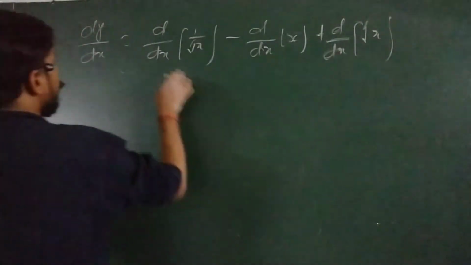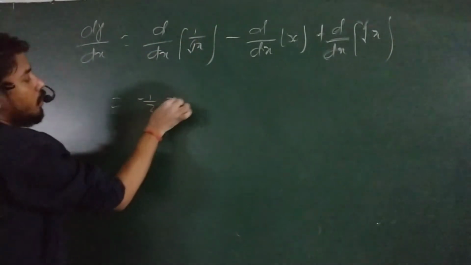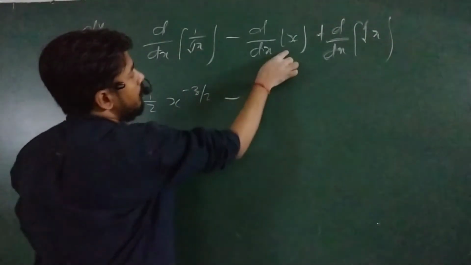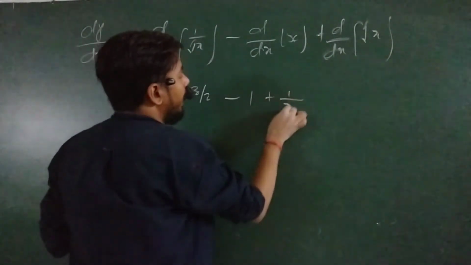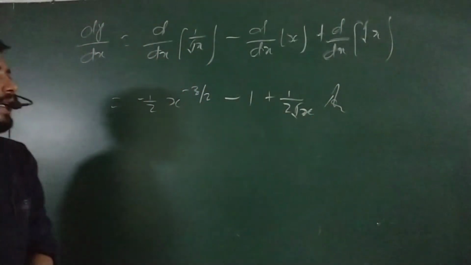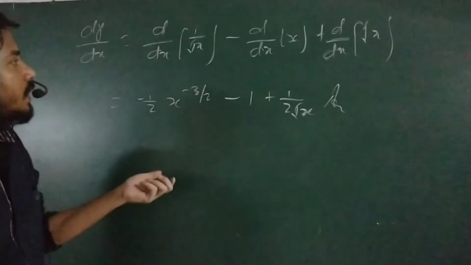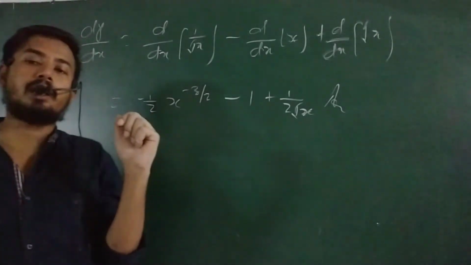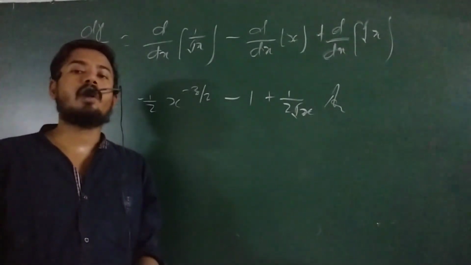See, we have already found this differentiation, you can go and see: minus 1 by 2, x power minus 3 by 2. The differentiation of this one we have already calculated, and the differentiation of this one we have already calculated, 1 by 2 root x. So this will be our result. Remember? So these are basically simple questions based on differentiation like constant multiple, addition, subtraction, multiplication, power rule, constant rule. Now we are going to see the differentiation of logarithmic functions.